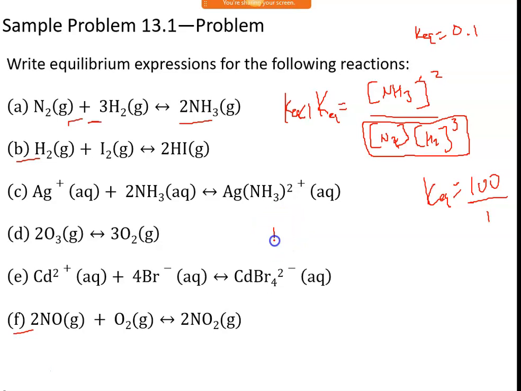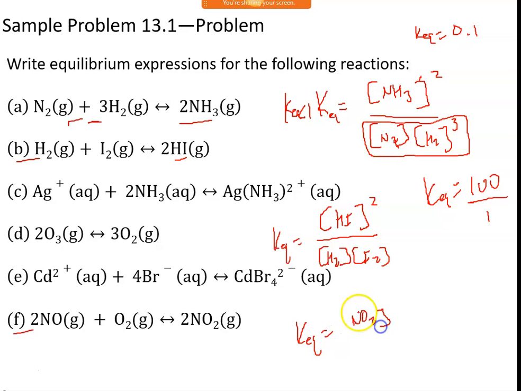All right, so the KEQ is the product, which is HI, squared because it's 2, divided by the concentration of your hydrogen times the concentration of your iodine. So that would be the KEQ for B. Now, as far as the values, we aren't given any values, but I believe in the next few slides they'll have values there, and then we'll plug them in and get a number. But this is just showing the actual equation. For F, it's NO2 squared divided by NO squared times O2.